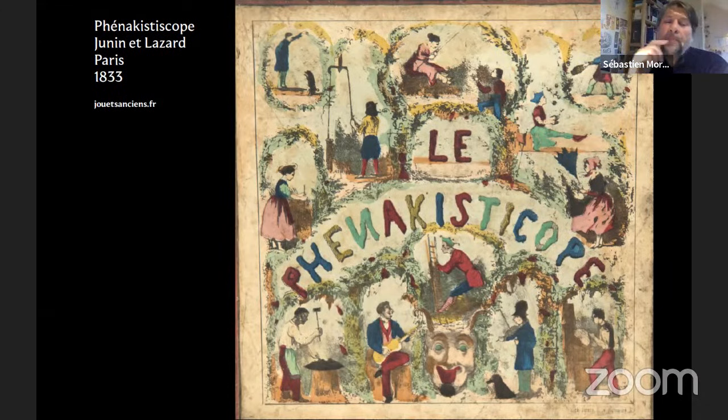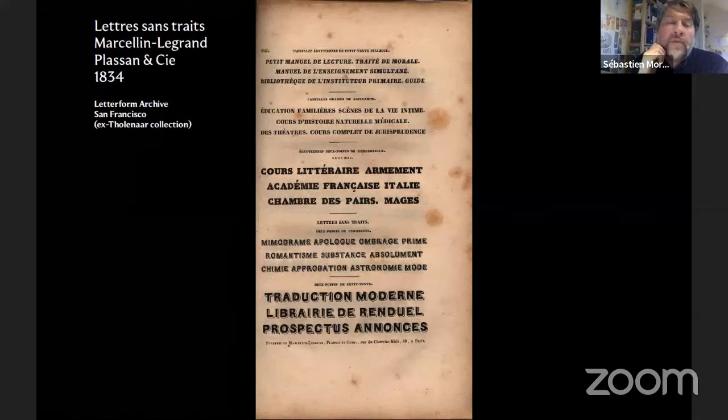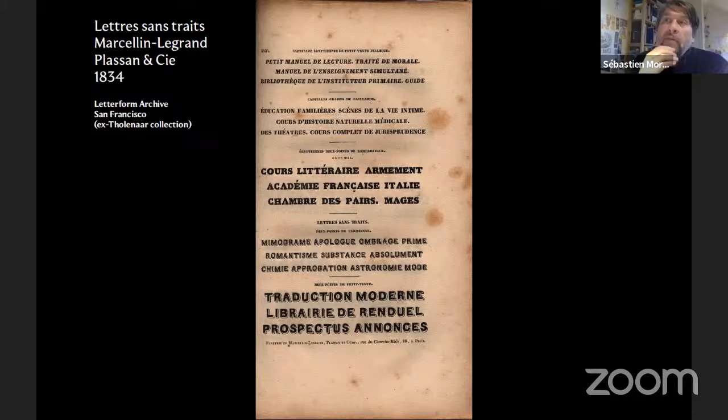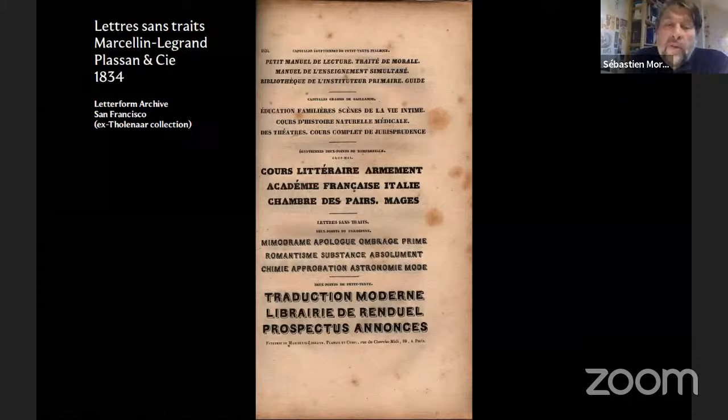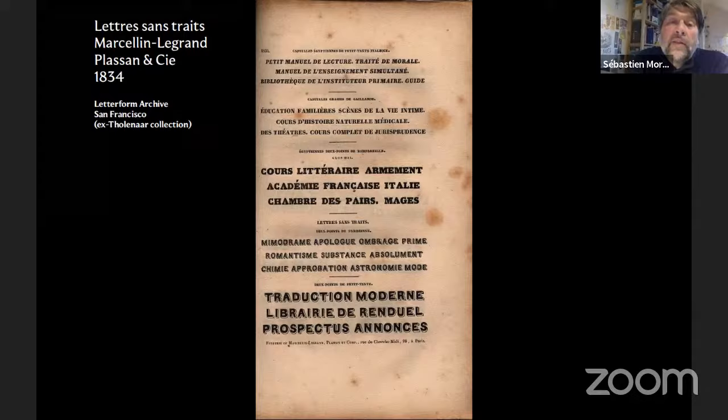Okay, back to type. So far, this is the first sans serif typeface that was made in France. This is a single sheet that was bound with an earliest version of a type specimen from the Henri Didot Fonderie, or the Fonderie Polyamatype. In 1834, the business was now owned by Marcelin Legrand and Plasson, who was a printer. So there are a few copies known having this sheet in the world.